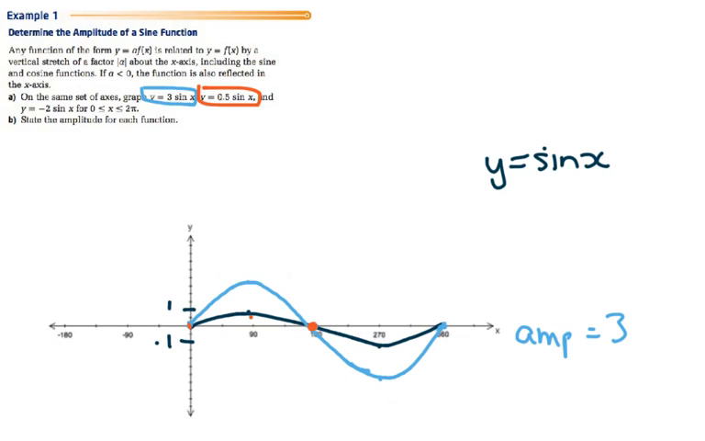Point at 0 stays. Point at 270, negative 1 becomes 270, negative 0.5. 360, 0 will stay. And connect them again. This function in red would have an amplitude of 0.5.